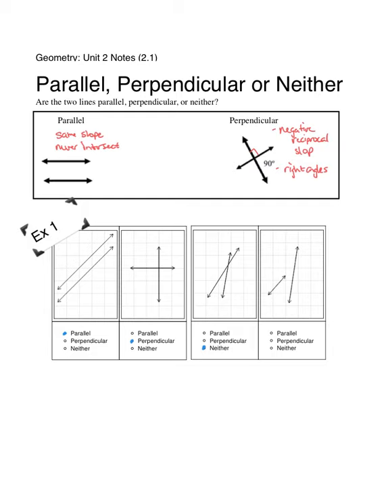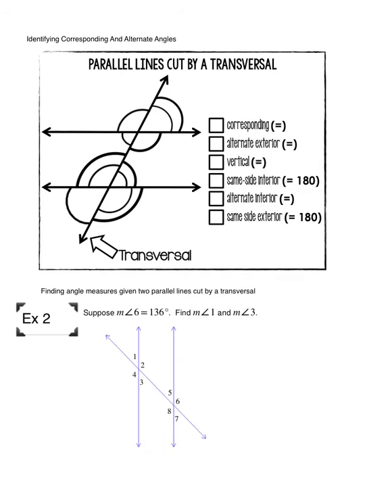Now look at number 4. Those haven't intersected yet, but they're going to. So what you can do is continue the dotted line to see how they would intersect. And you can see that they are neither parallel nor perpendicular. Okay, hope your brains aren't melted too much. Moving on. All right, on this second page of notes, you're going to identify corresponding and alternate angles.